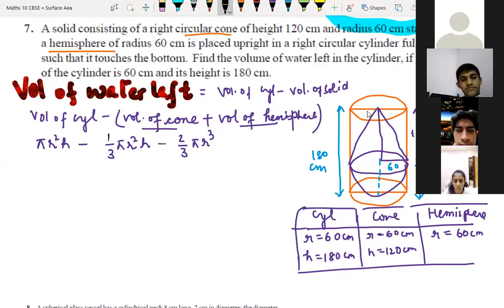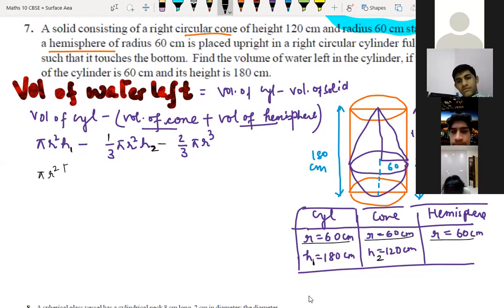Yes, sir. Then what we do, we just take pi r square common, because r is the same everywhere. See, r is same, r is same, r is same. While taking common, you just see whether it is the same or not. Now height is what? Height is different, so we can't take height. So here you write h1 and here you write h2, because these both are different. So for the cylinder you take h1 and here you take h2.